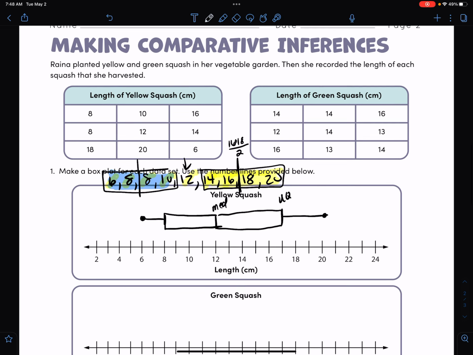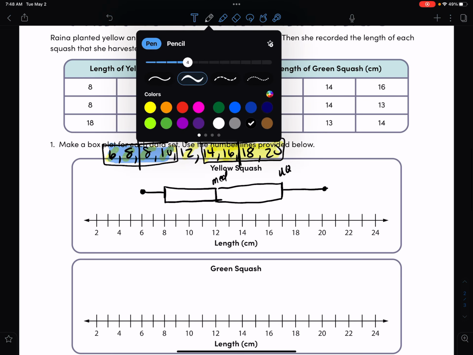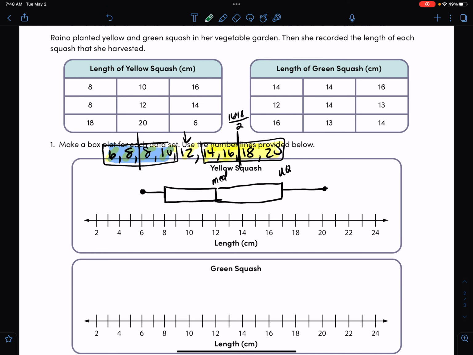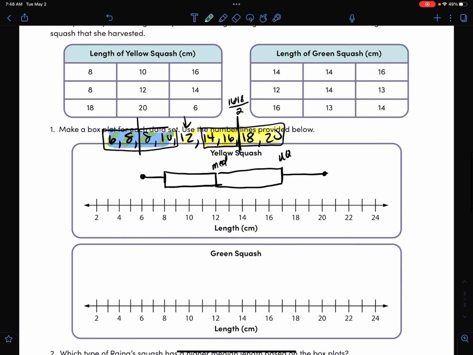Now, we're going to do the same thing for the green squash. I might change my color to green. I'm going to list those in order from smallest to largest, which is 12, 13, 13. There's a lot of 14s. 1 14, 2 14s, 3 14s, 4 14s, a 16, and a 16.